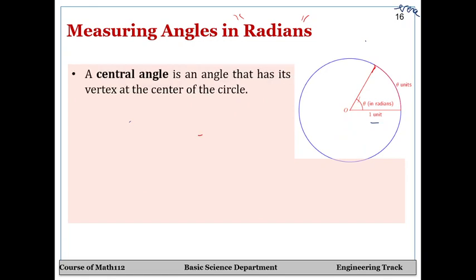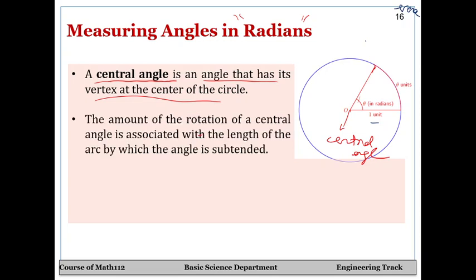Now here, I want to show you this one. A central angle is an angle that has the vertex at the center. See here, this is the central angle. The amount of rotation of the central angle is associated with the length of the arc by which the angle is subtended. So this is the arc here, and this is the angle here. This is the central angle.